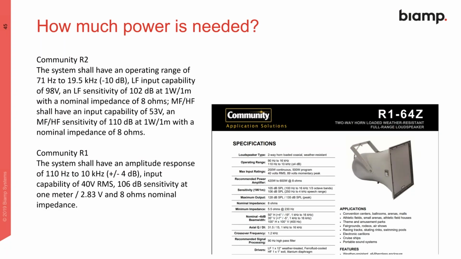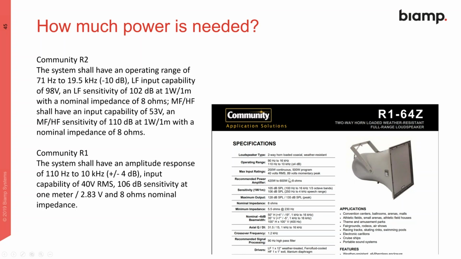Here we'll look at a couple of spec sheets really quick for a couple of the Community products. This is a horn-loaded driver, and we can look at the max input ratings: 200 watts continuous, 500 watts program. So continuous being basically the RMS long-term, program twice that. So that's kind of your 6 dB crest factor. Or sorry, that's a 3 dB jump, and then 6 dB would be up to 800 to 1,000 watts for momentary, which is shown by this 89 volts momentary peak.